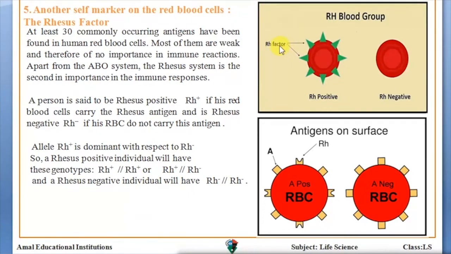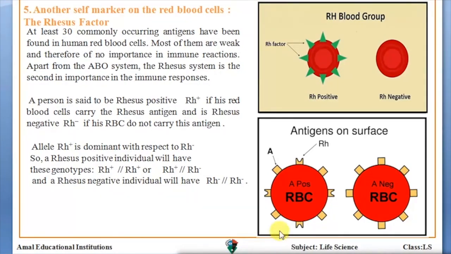The presence of the Rh factor is going to cause the individual to be Rh positive. Obviously, the absence of the Rh factor on the membrane of the red blood cell is going to render the person Rh negative. By the way, the Rh is so called because it was first found in the blood of rhesus monkeys.